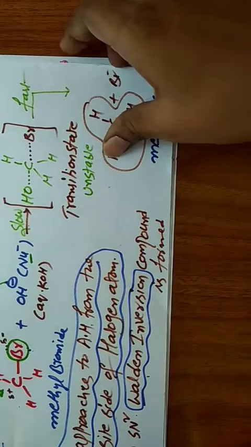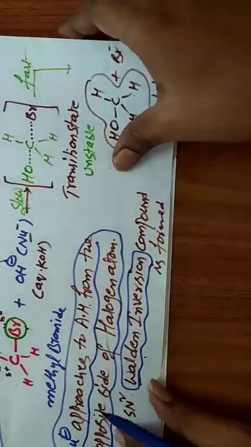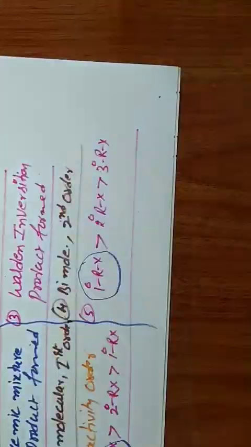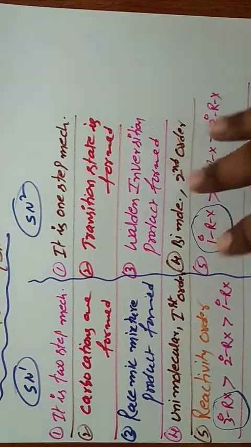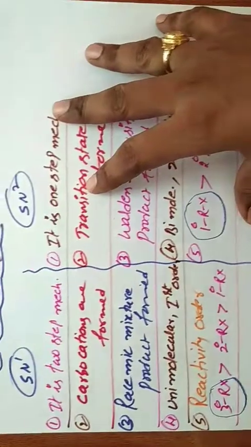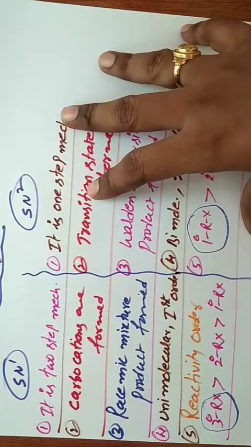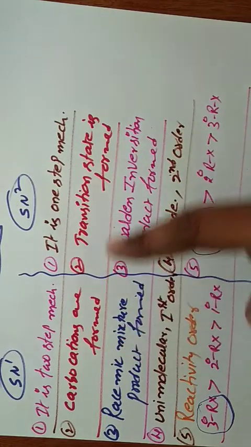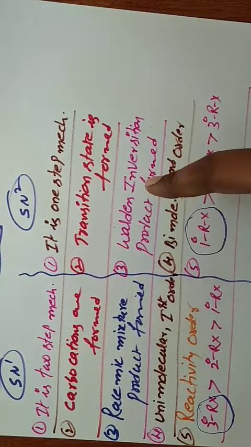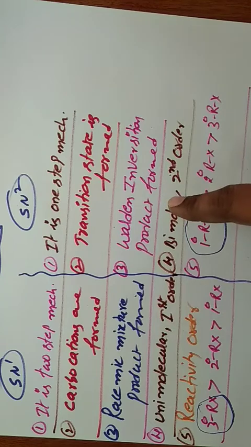So finally we discuss the differences between SN1 and SN2. These are the difference points based on these two mechanisms: two-step mechanism, single-step mechanism, carbocation, transition state, racemic mixture, Walden inversion, unimolecular, bimolecular, reactivity order: tertiary alkyl halide more reactive in SN1, primary alkyl halide more reactive in SN2.